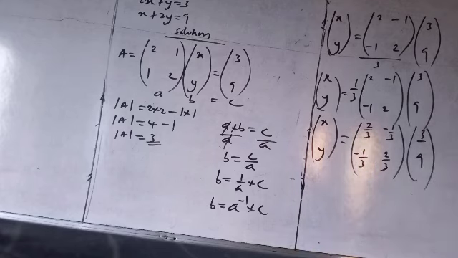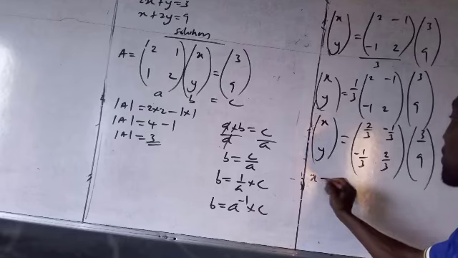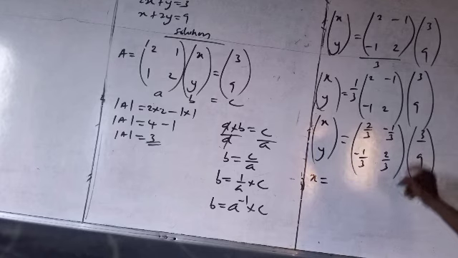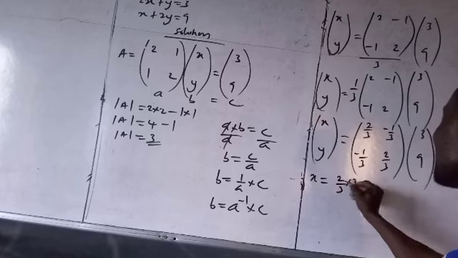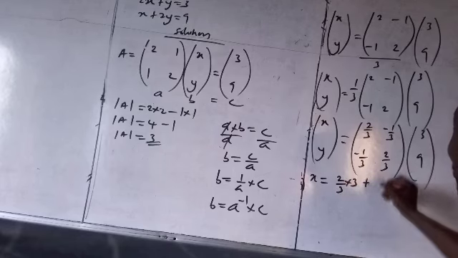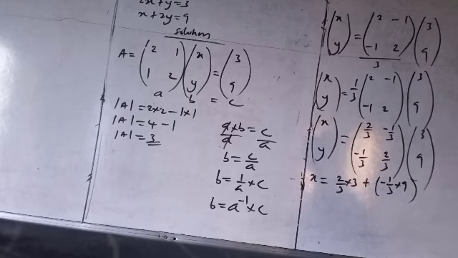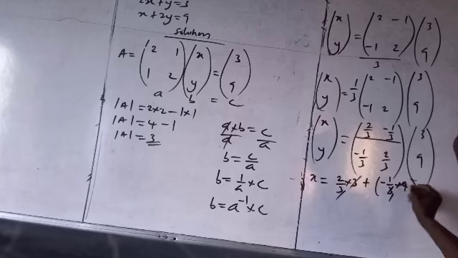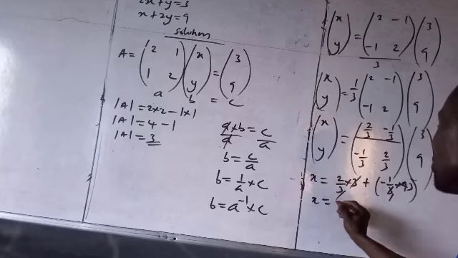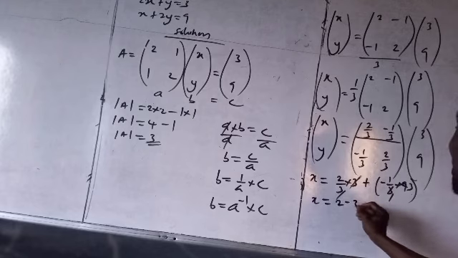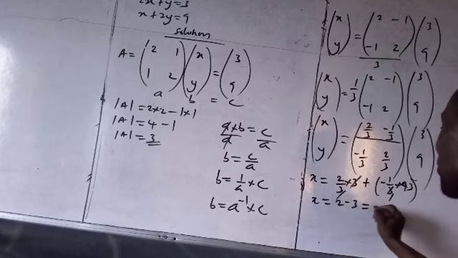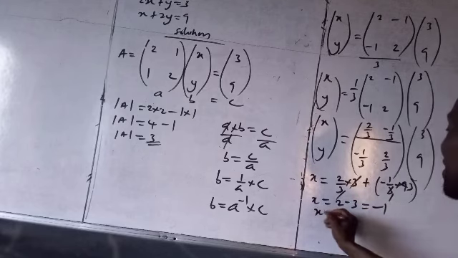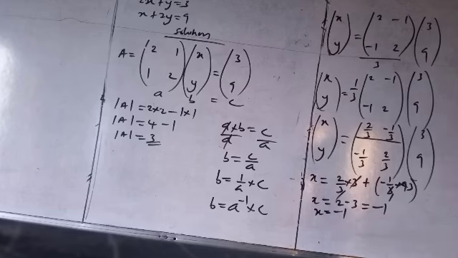So now, to get the X, my X will be this one times this one, which is 2 over 3 times 3, plus minus 1 over 3 times 9. So here 3 cancels 3, 3 here 1, 3 here 3. So my answer for X will be 2 plus minus 3, which gives me minus 1. That is X equals minus 1.